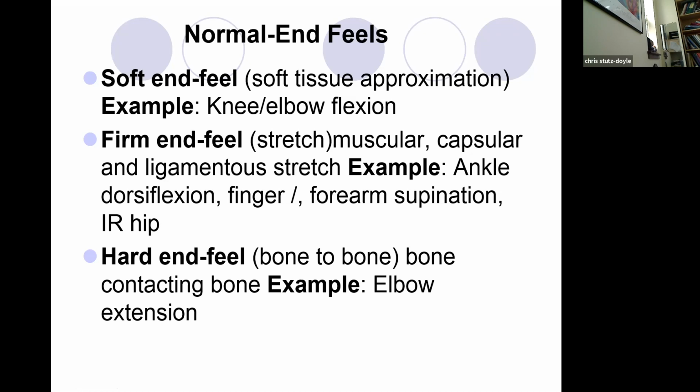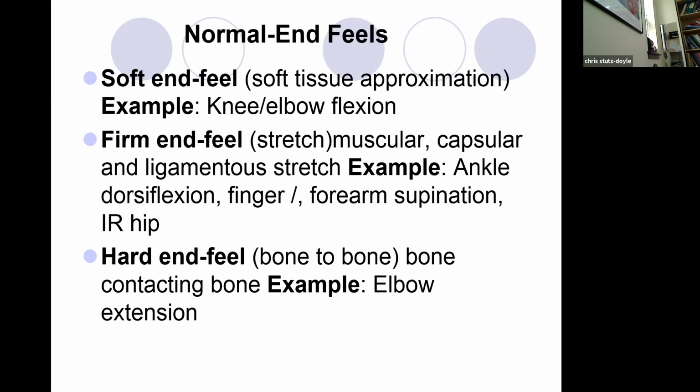A firm end feel is more like a stretch. So it's muscular, capsular, and ligamentous. Example of that is ankle dorsiflexion, finger extension. So if you all sit there and just take your second finger and extend it, you feel that when you go to the end range, so passively extend your finger and you push through it a little more, you feel a restriction that's muscular, capsular, or ligamentous. So that's a firm end feel. That's forearm supination, internal rotation of the hip, finger extension.